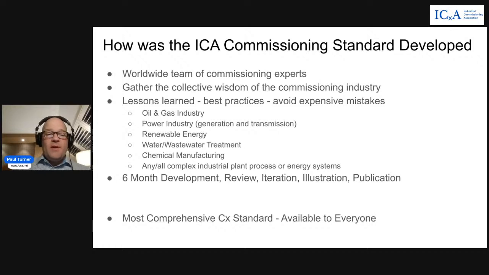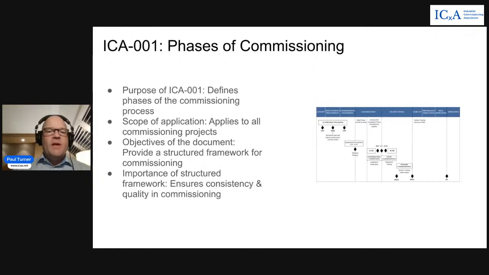So this was a fairly significant effort. This was about 6 months of development to produce the standard, review it with our global team of experts, go through several iterations, prepare all the illustrations and figures that are in there, and publish the document. So we were very pleased to get this document out to the world and get it in everyone's hands several weeks ago, and now it's available for you to check out. This is by far the most comprehensive commissioning standard that's available in any industry, and it's available to everyone. So definitely go check it out, get your hands on it, and understand what the commissioning process is all about, and share it with others on your project so they can understand as well.